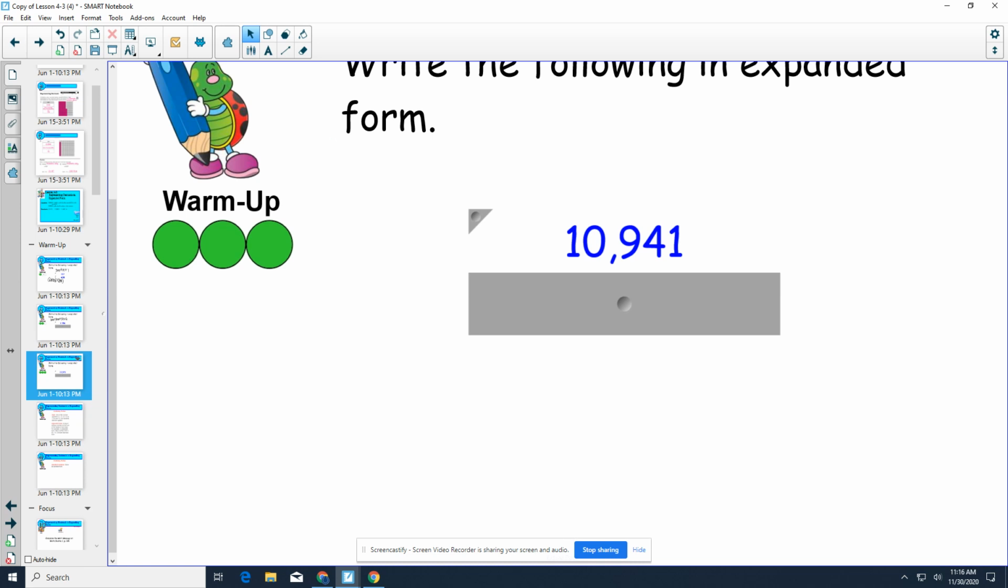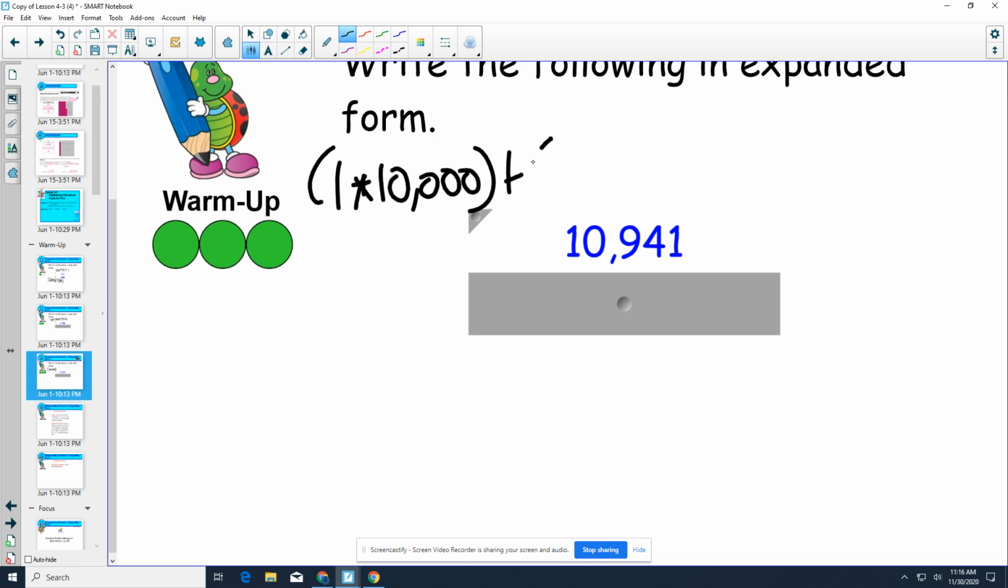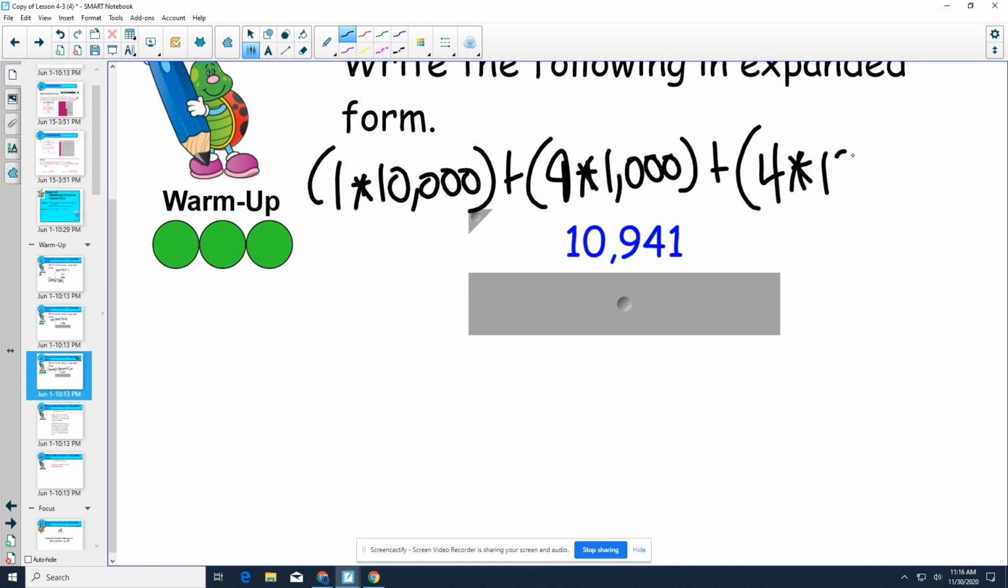Okay, so you can see there I could say 1 times 10,000 because the 1 is in the 10,000s place. There's nothing in the thousands because of the 0. And then I could say parentheses. I see a 9 in the thousands, so I could say 9 times 1,000. Plus there's a 4 in the tens place, so I could say times 10. And then there's a 1 in the ones place, so I'd say 1 times 1. And then again, you can do the next one on your own, to practice that.